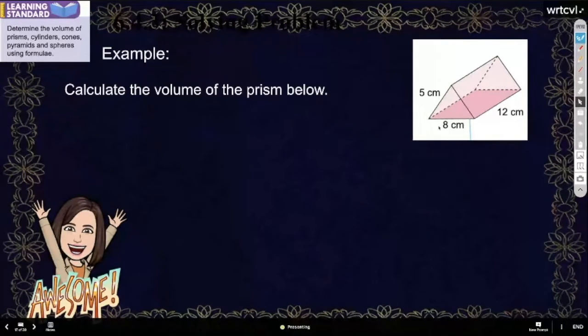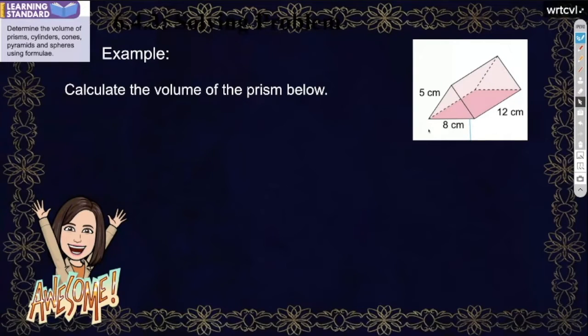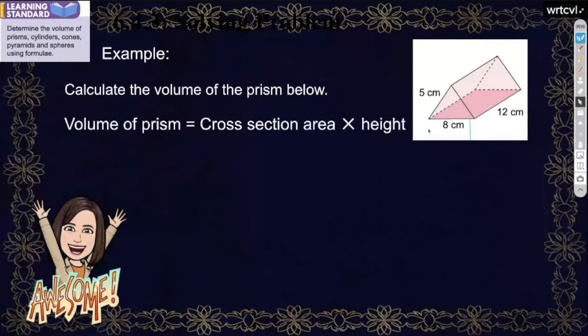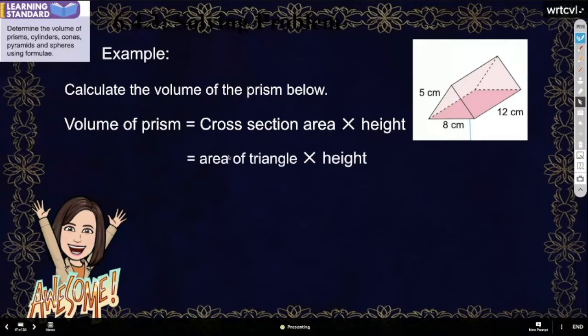Remember the formula for prism? Just now, how to determine the volume of prism. Actually, it's half of the cuboid, right? So every time when you want to start to calculate the volume of any shape, make sure you find the formula first from the formula list if you cannot remember. If you can remember, you just write down the formula, then substitute the values given from the diagram. So this one is the cross-section area times the height, right?